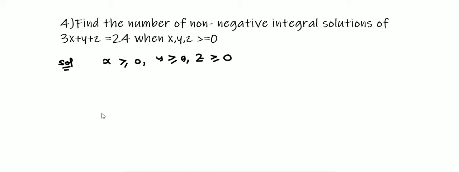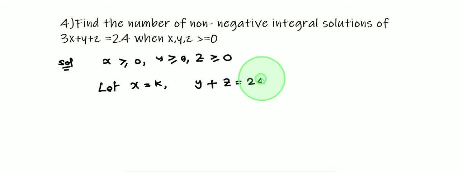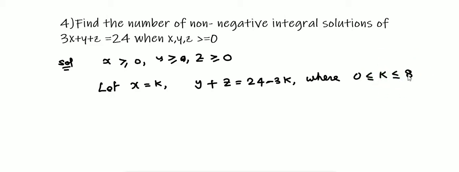So in such cases what we do is, I take x is equal to k. When x is equal to k, we would get y plus z equal to 24 minus 3k. So the first point is to write the range of the new parameter k. See, y and z can take the value zero. So if y is 0 and z is 0, 3k is equal to 24, so k can be 8. So what are the limitations of k? 0 less than or equal to k less than or equal to 8. So k lies between 0 and 8.